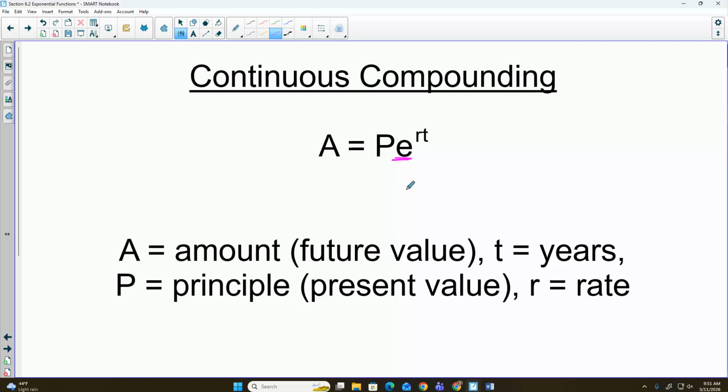E is a button on our calculator. It's kind of like pi. It has a set value. So both of these formulas will be given.